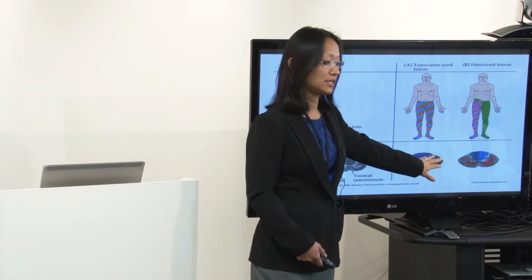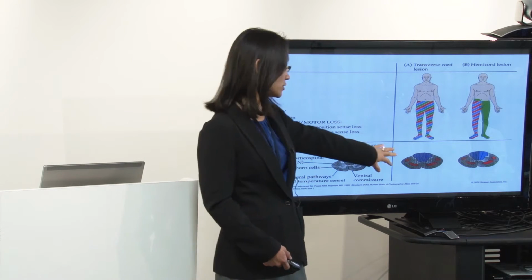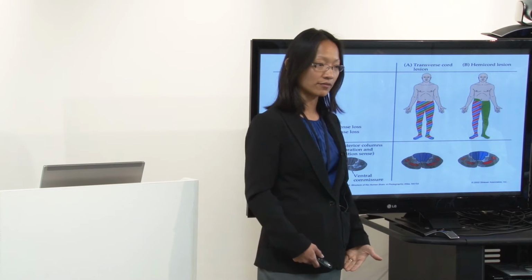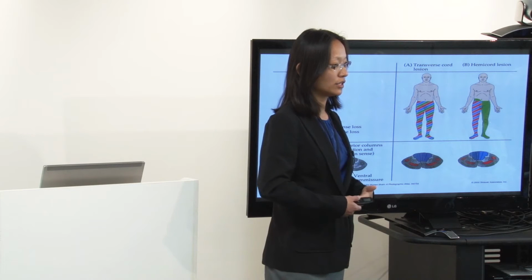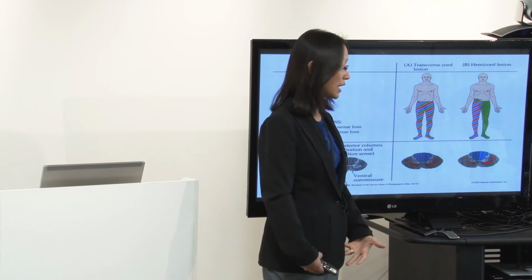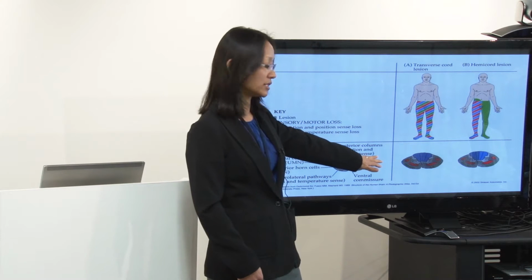If you take out the entire spinal cord, which is what we're showing here, you lose all modalities below that level. So again, if your injury is just in your lumbar spine, your arms are fine, but you lose everything below that. And that's if you had a complete cord transection.